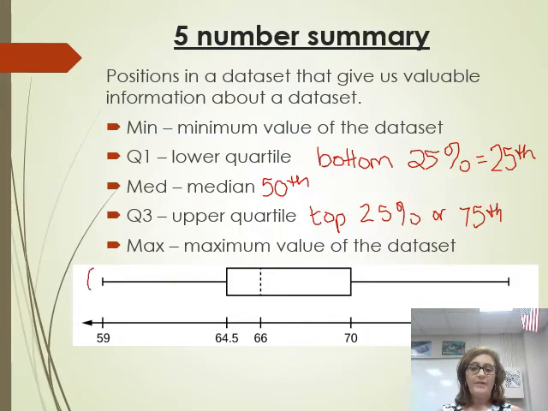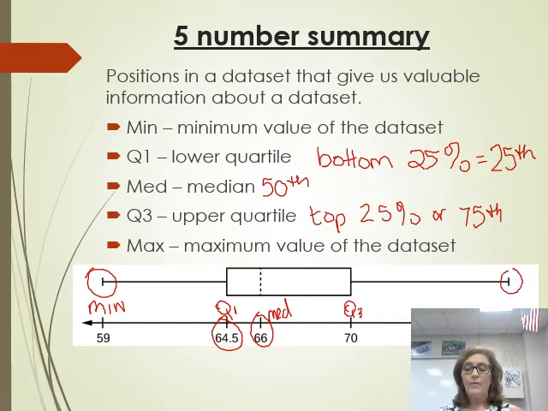If you look at this very bottom piece, this is 59. This would be our minimum. And then 64.5, this would represent Q1, which is our lower quartile. 66 would be our median. And then 70 is going to be Q3. And then this top value right here is going to be our maximum. So those 5 values are going to give you the 5-number summary, and then from there you can make a box plot, and that gives you a graphical summary of your data set.